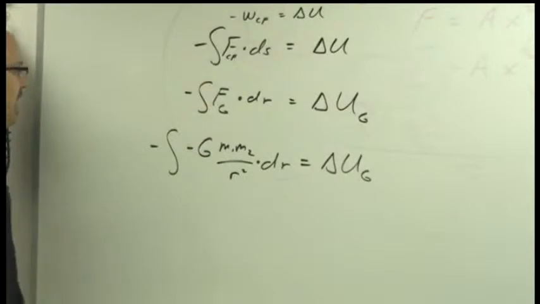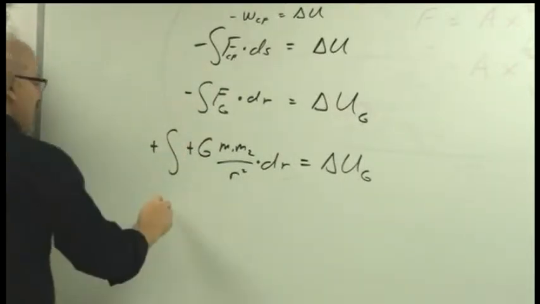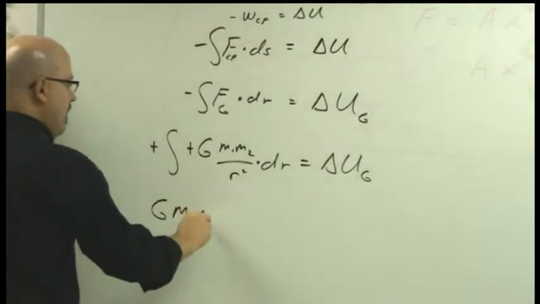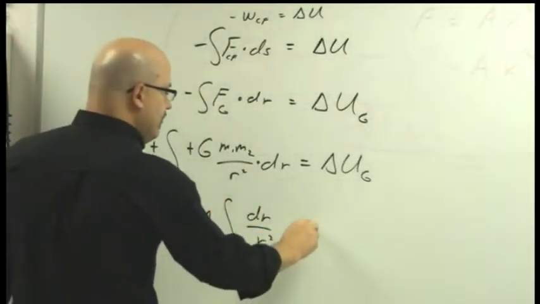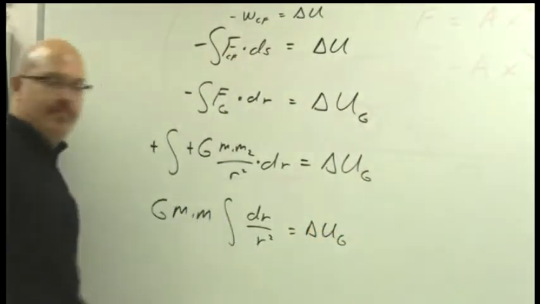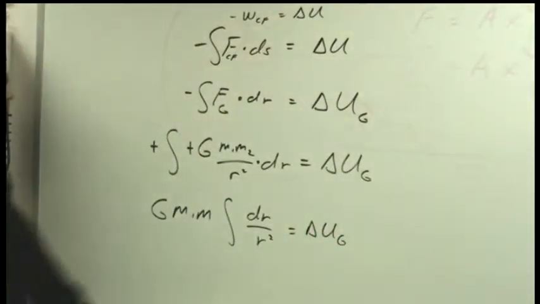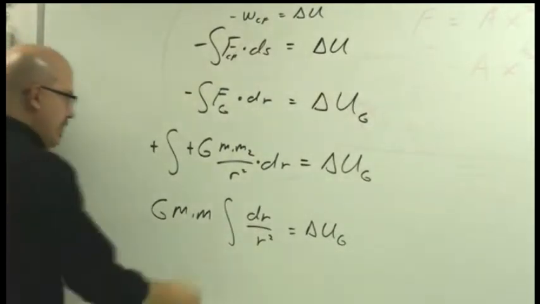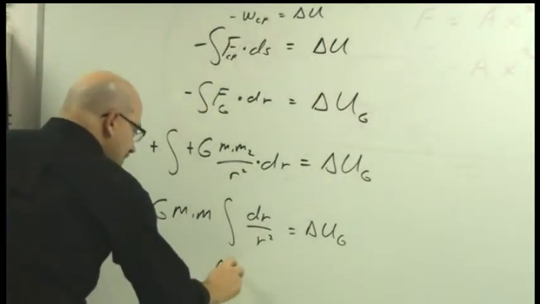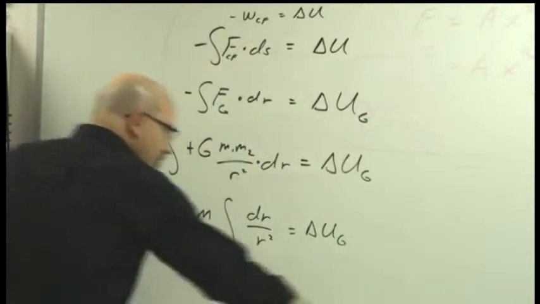Alright, negatives go away. Nice. Let's pull all the constants out front. Big G, m1, m2, integral dr over r squared equals the change in gravitational potential energy. What's this integral? Negative 1 over r. So this becomes the change in gravitational potential energy.